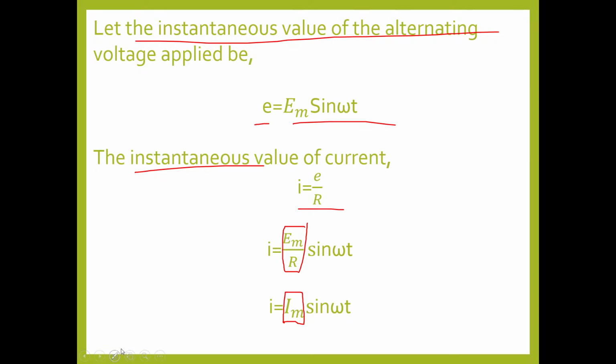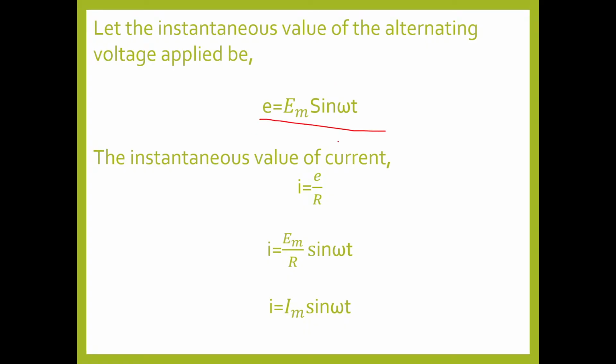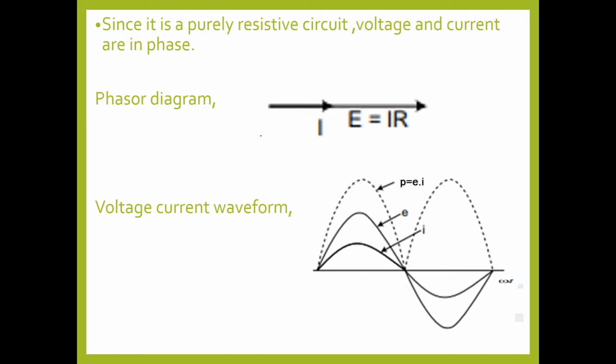If you compare the equations of the instantaneous voltage and the instantaneous current, E is equal to Em sin omega t and I is equal to Im sin omega t. So there is no phase angle difference between the two. Both are in phase. Now the phasor diagram for this circuit is this. I might have written small letters, it's okay.